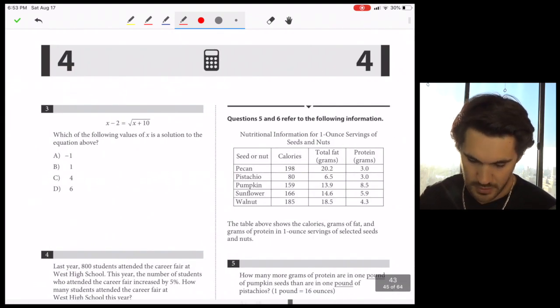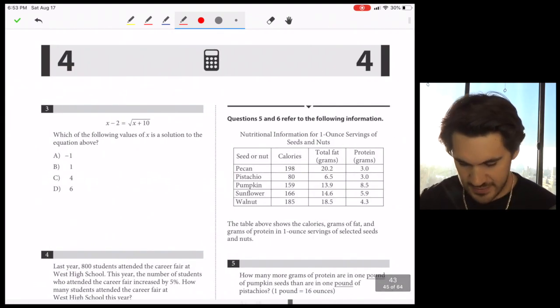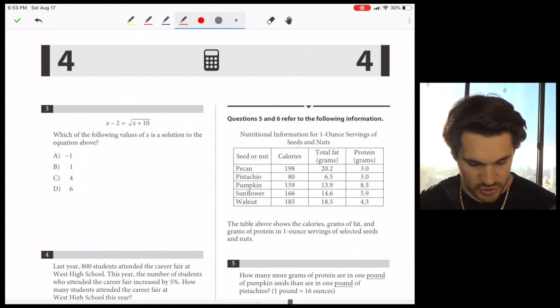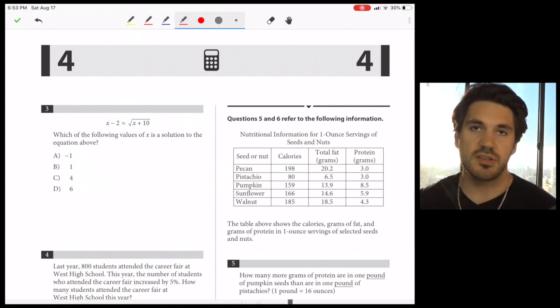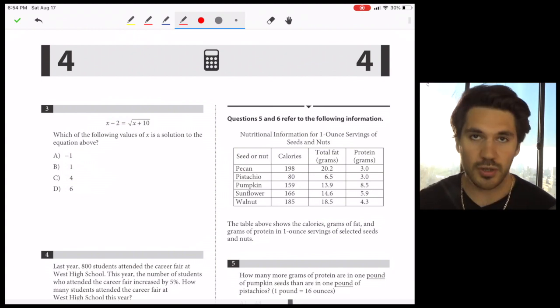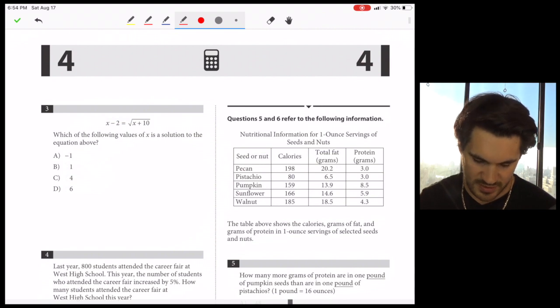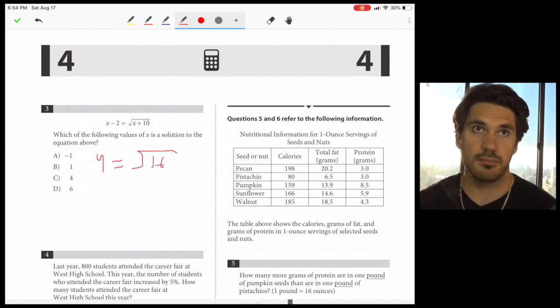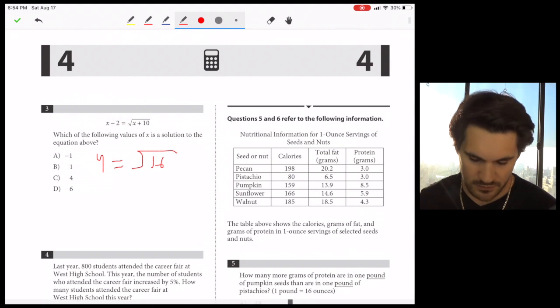Number 3. Which of the following values of x is a solution to the equation above? Super simple. You can just plug the answer choices in. Once we plug them in, the only one that's going to work is 6. And to double check, 6 minus 2 is 4. So we get 4 on this side. And is this equal to the square root of 16? And it is, 4 equals 4. So we are done.